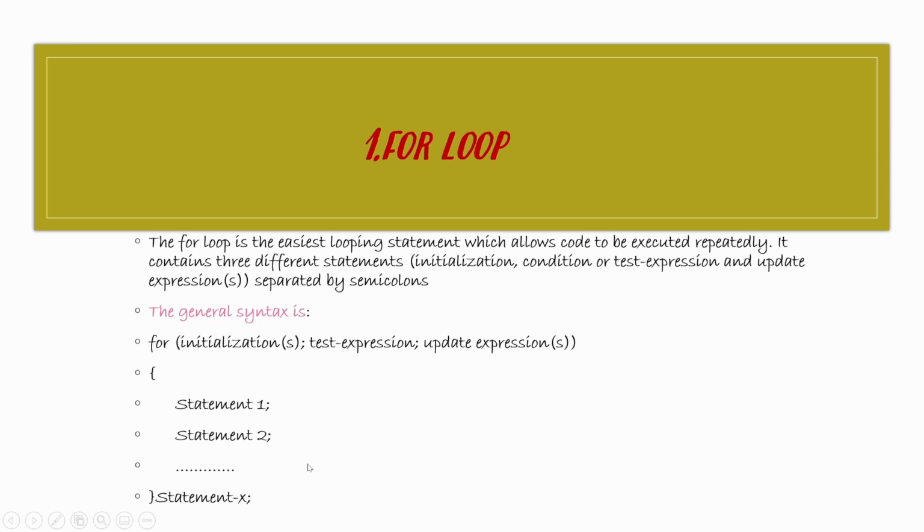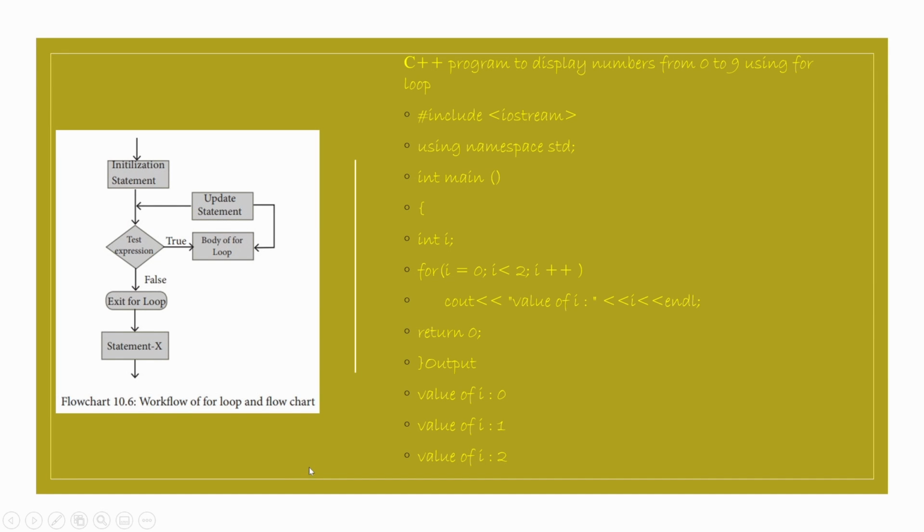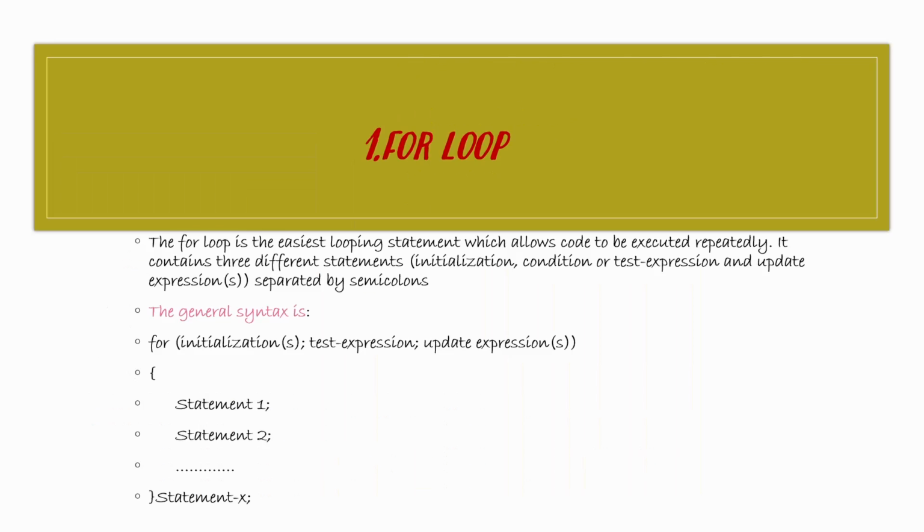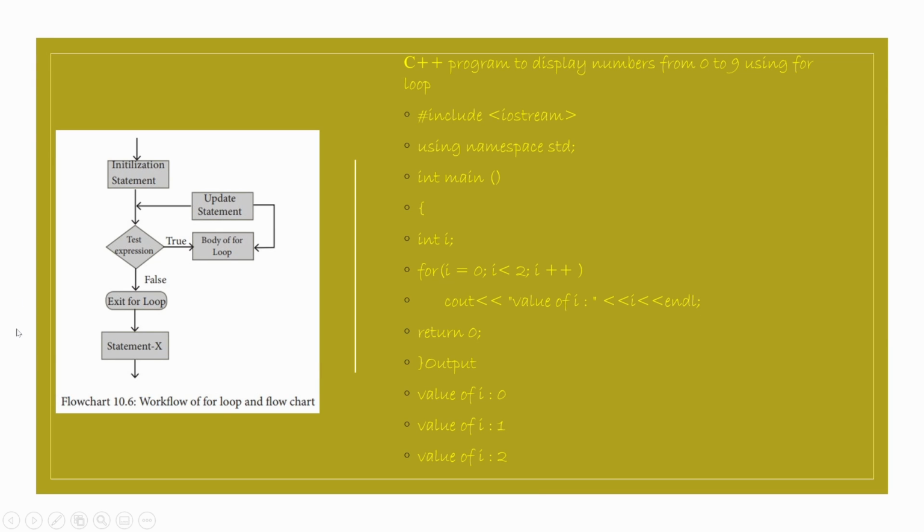The steps are given below. As I have told you, I have depicted them in this block, and you have to note it down in the exam too. First, the initialization statement, then the test expression, and then we go into the body of the loop if it's true. Then we update the statement. So: initialization, test, body of the loop, update statement. Exit if it's false, and then go to the next statement.